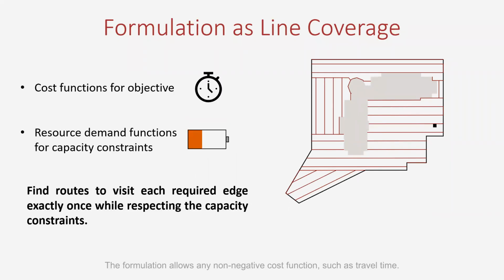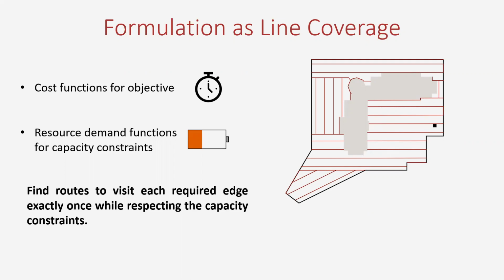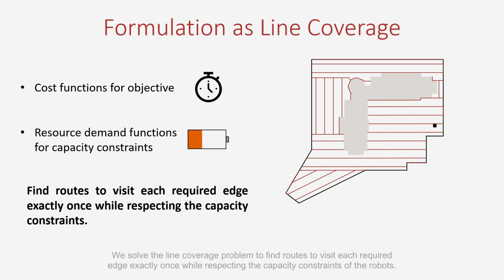The formulation allows any non-negative cost function such as travel time. We also have demand functions that model the consumption of resources such as battery life, and the limit on the battery life forms the capacity constraints. The cost and the demand functions can be direction dependent due to wind conditions or uneven terrain. We solve the line coverage problem to find routes to visit each required edge exactly once, while respecting the capacity constraints for the robots.